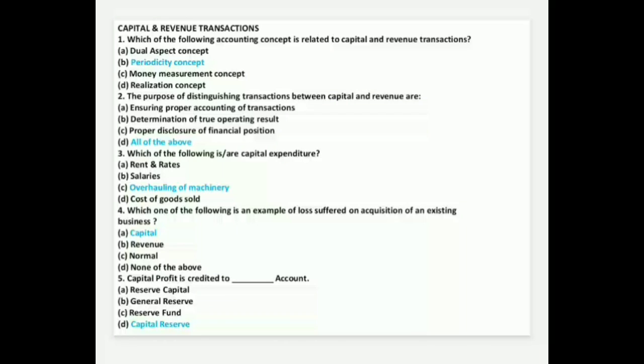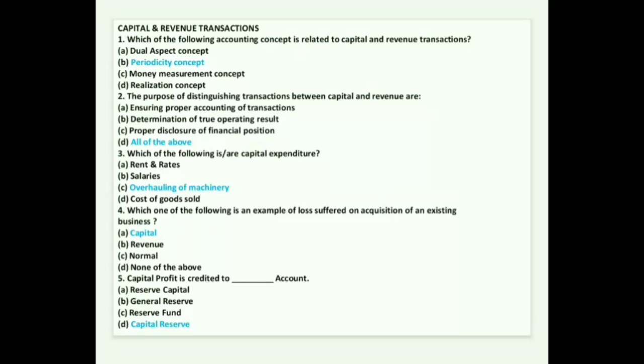Next, the fourth: which of the following is an example of loss suffered on acquisition of an existing business? I repeat, if there is an existing business and a loss has been suffered on its acquisition, the options are capital, revenue, normal, none of them. Loss suffered on acquisition of an existing business will be capital.